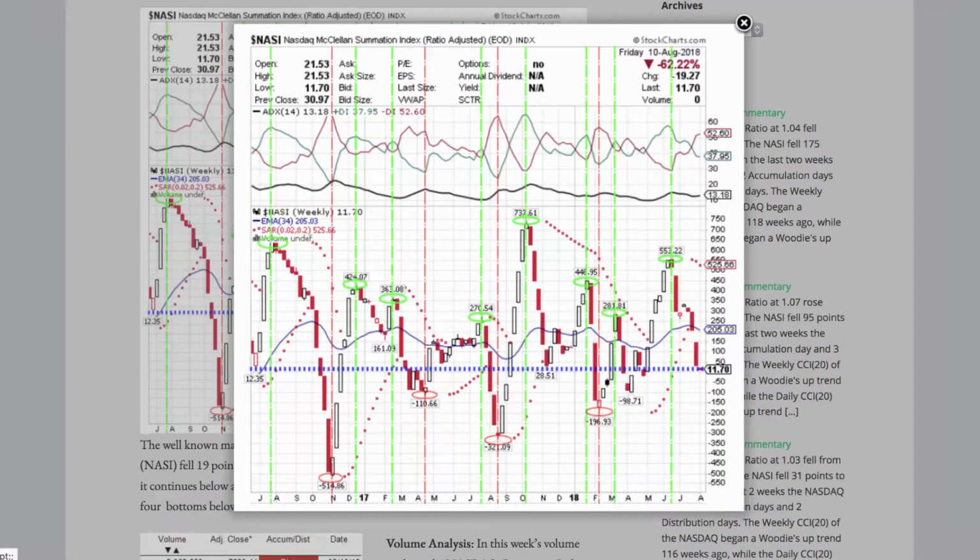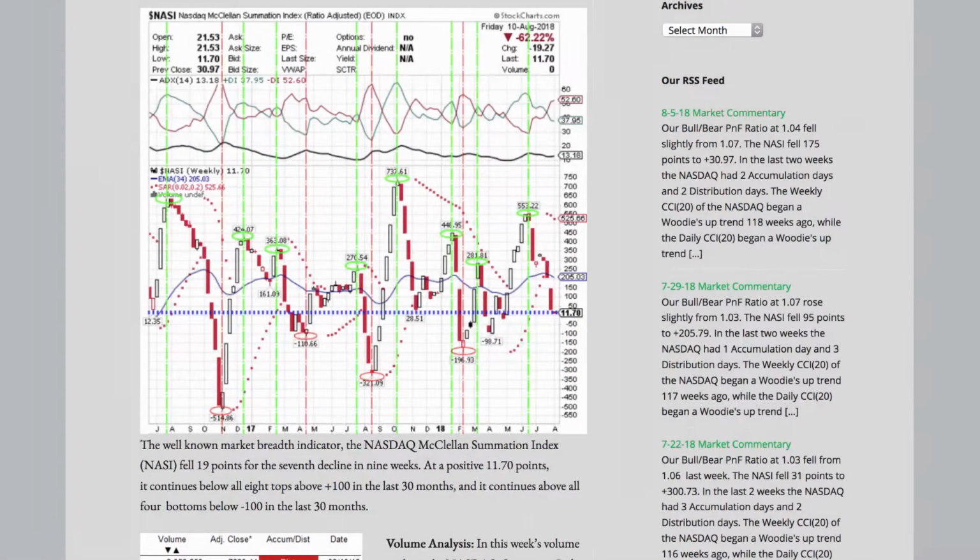The well-known market breadth indicator, the Nasdaq McClellan Summation Index, fell 19 points for the 7th decline in 9 weeks. At a positive 11.70 points, it continues below all 8 tops above plus 100 in the last 30 months, and it continues above all 4 bottoms below minus 100 in the last 30 months.